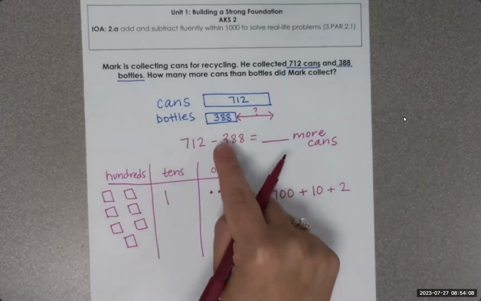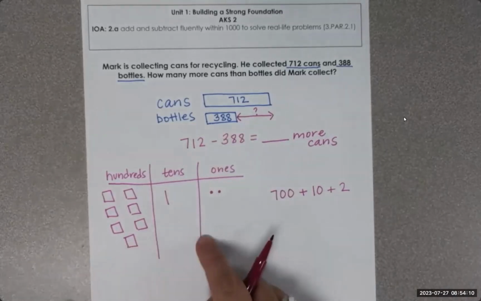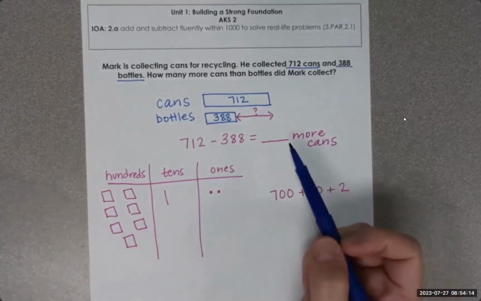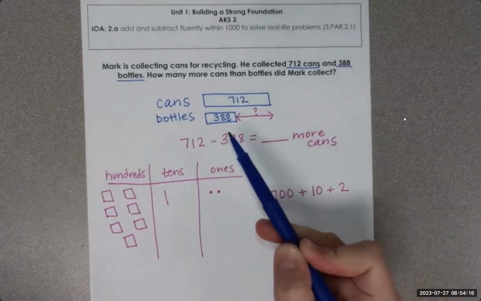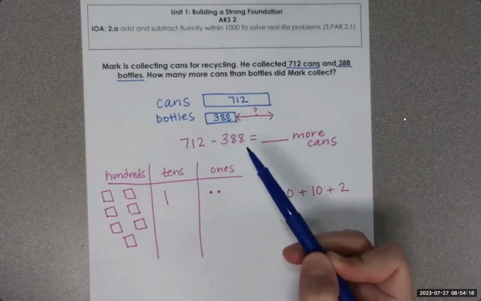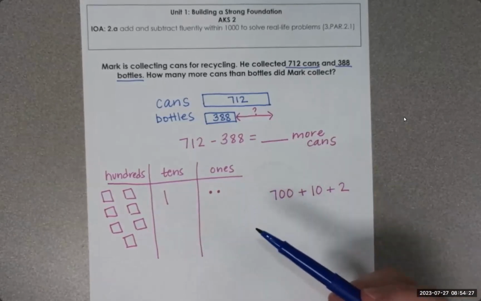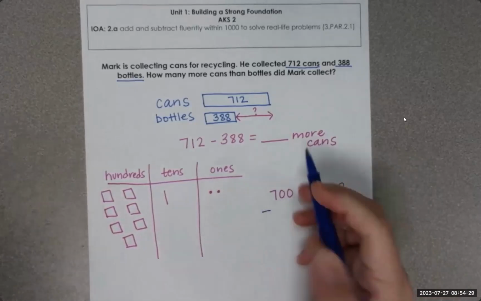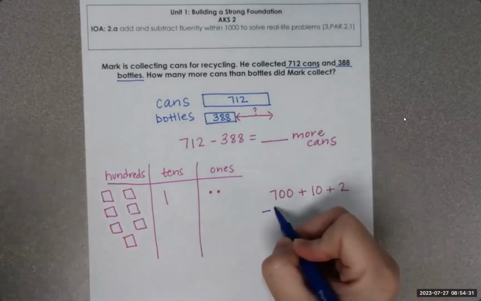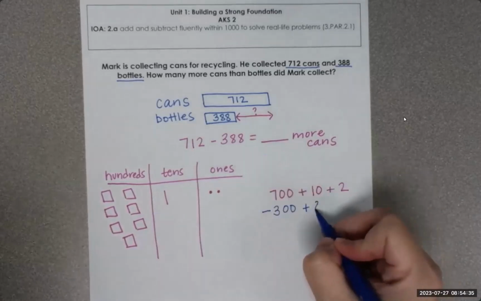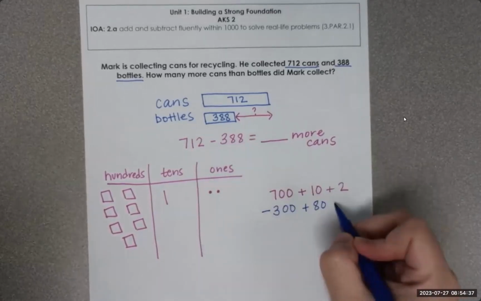So I'm going to subtract 388 from this amount. So because I'm going to subtract that amount, I'm going to write this 3-digit number in expanded form because I need to subtract each one of those pieces from this original number. So I am subtracting 388.